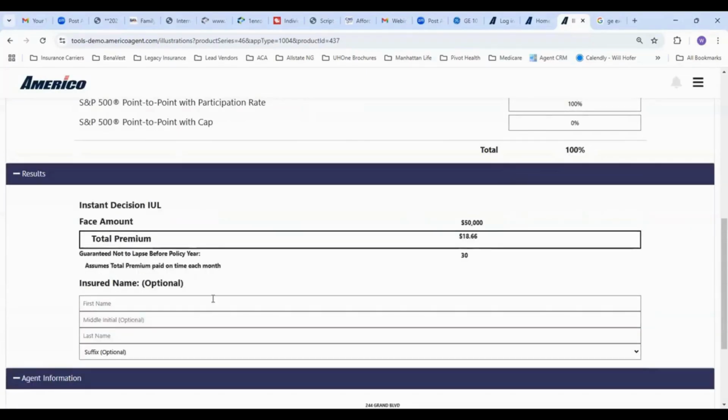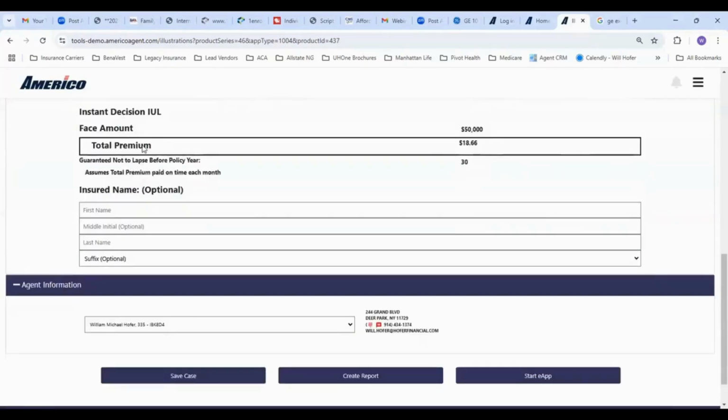Okay. So here is just the automatic calculation for you. Basically, someone that's 30 years old, $50,000 death benefit, the total premium is going to be $18.66 a month. Okay.